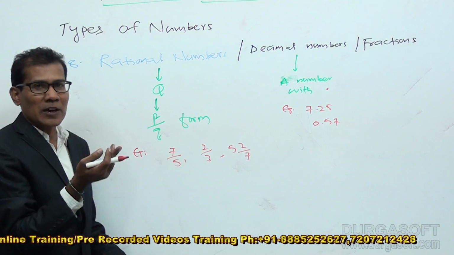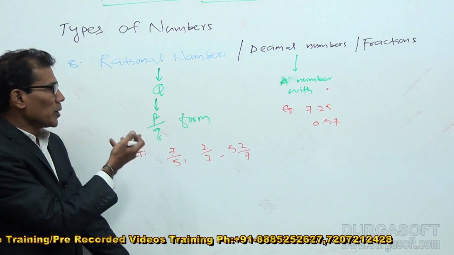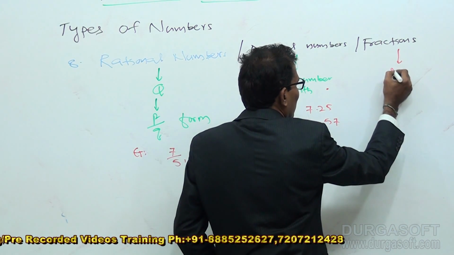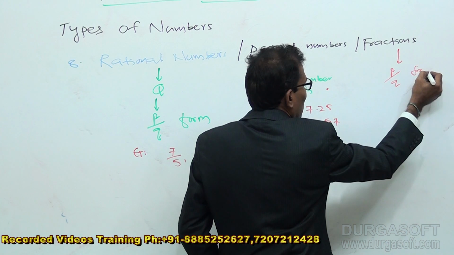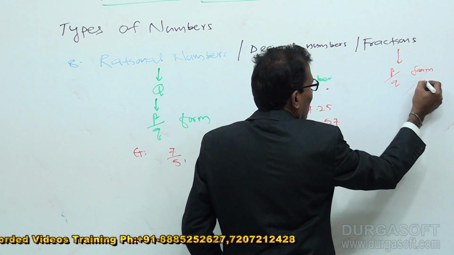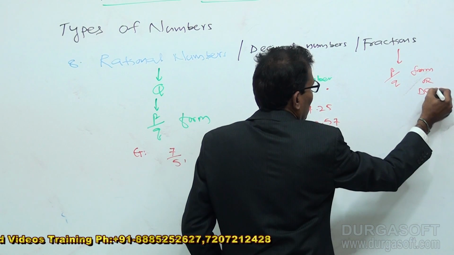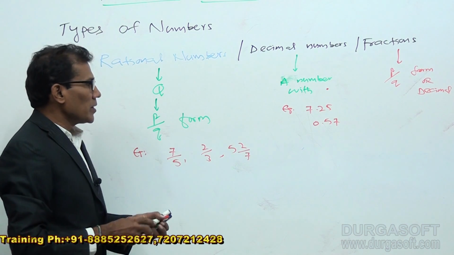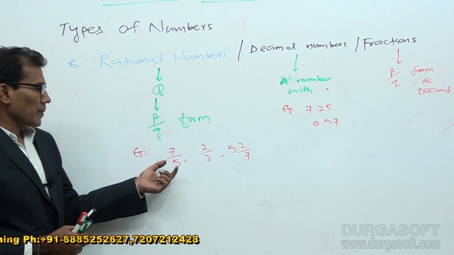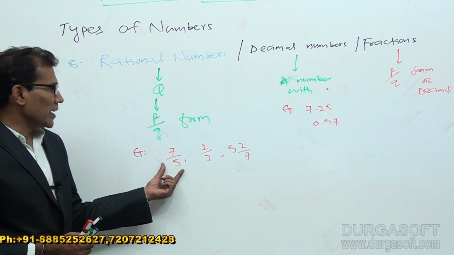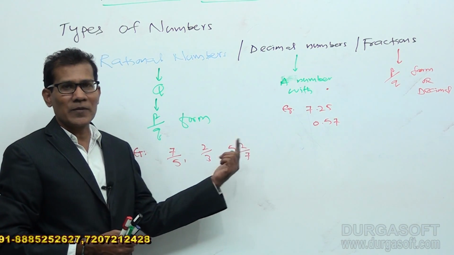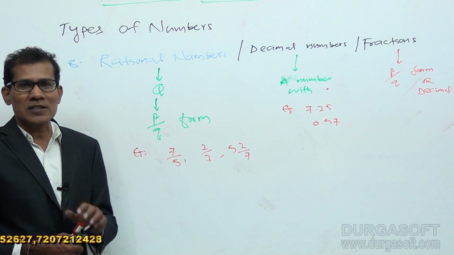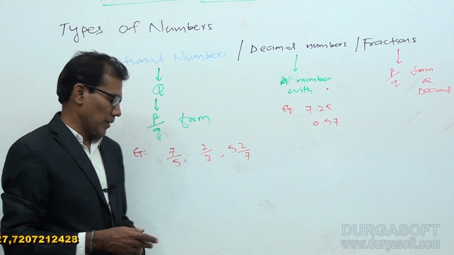Fraction is nothing but a small part. The fraction can be expressed in P by Q format or in decimal form. So fraction is nothing but P by Q form or decimal form. So anything is a fraction. So every fraction means every P by Q form we can express in decimal form. Every decimal form we can convert into P by Q form. That's why rational numbers, decimal numbers, and fractions all are same. There is no difference between them.